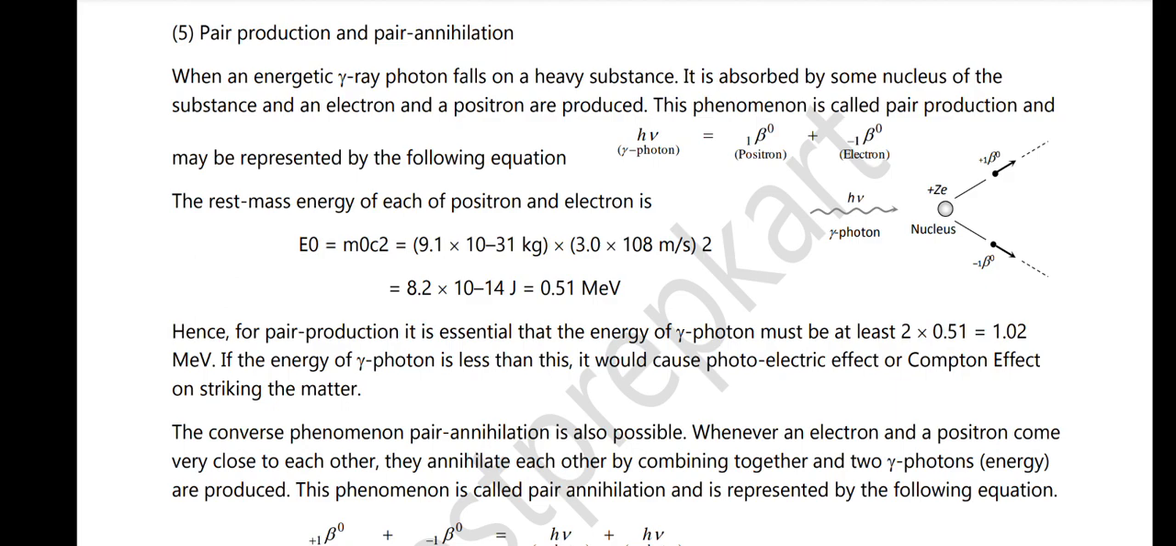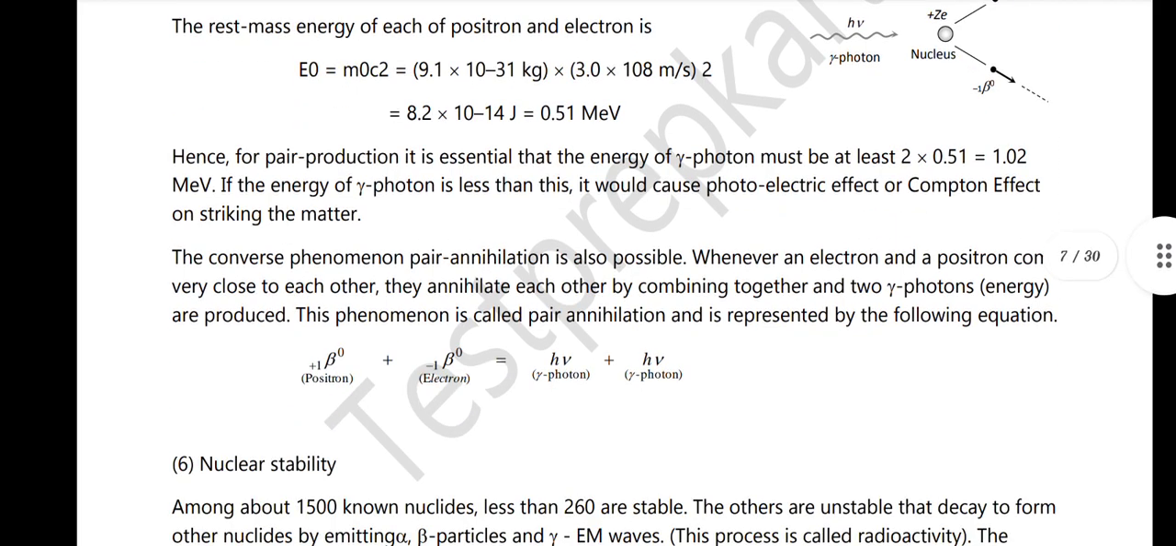The energy that is produced by them is called pair annihilation, and it is represented by this equation: positron (+1 e 0) plus electron (-1 e 0) gives a photon h nu, plus another photon h nu, so two photons are produced.